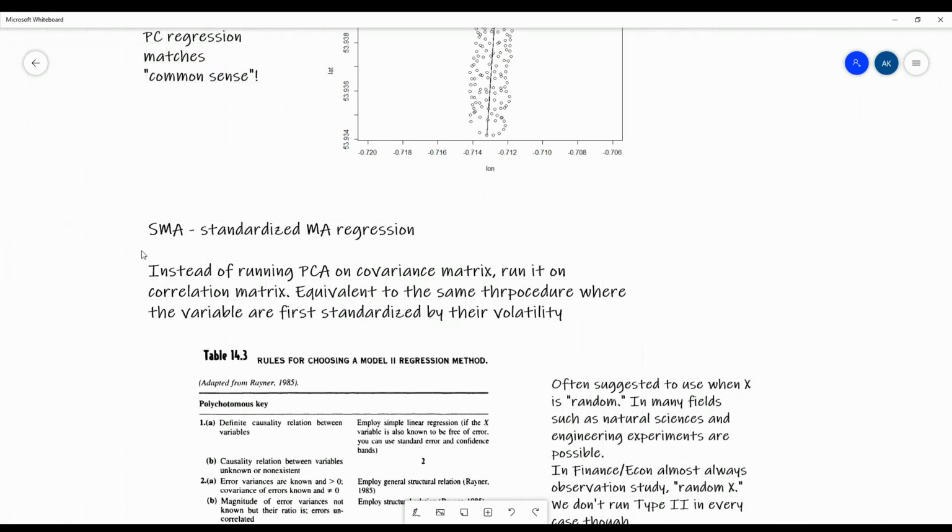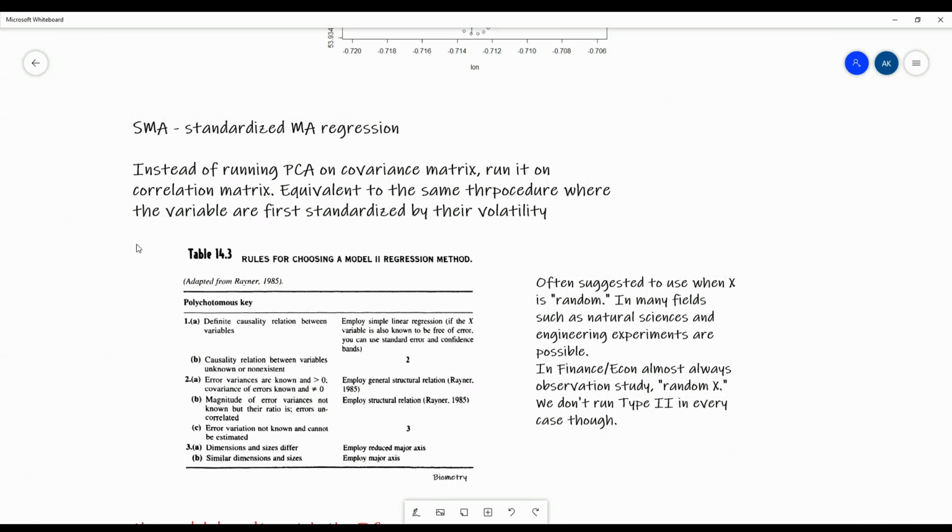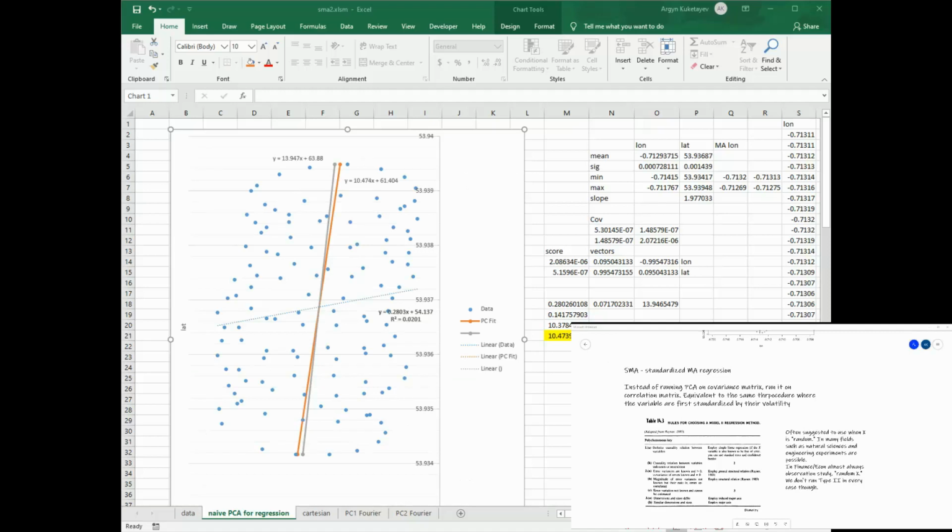So, for instance, they have standardized MA regression, and that's basically major axis regression, where instead of the covariance you are using correlation. That's SMA. There's something they call RMA, which is range major axis regression, and so on. And in ecology they came up with a few rules, and we'll talk about them in just a second, after we look at the Excel example.